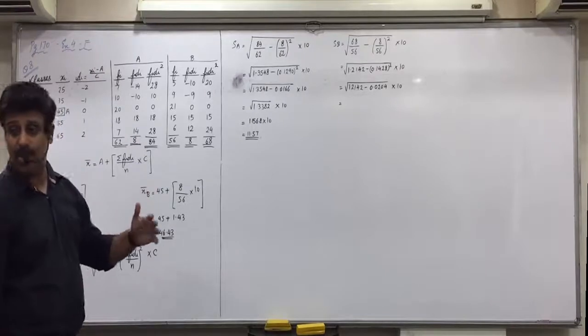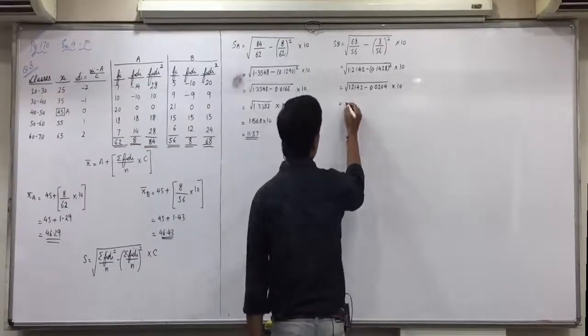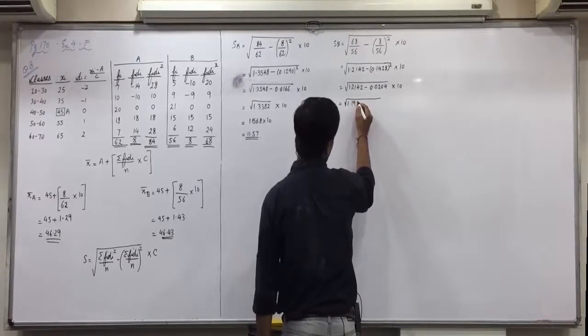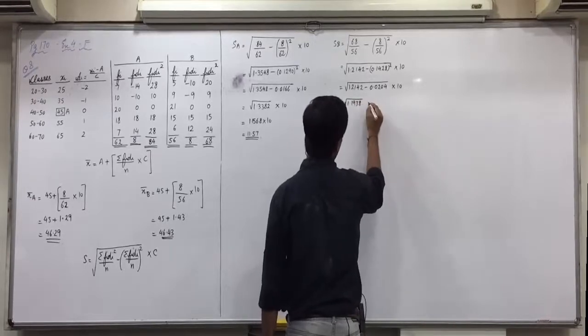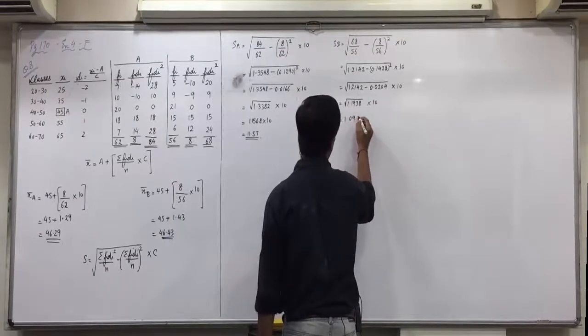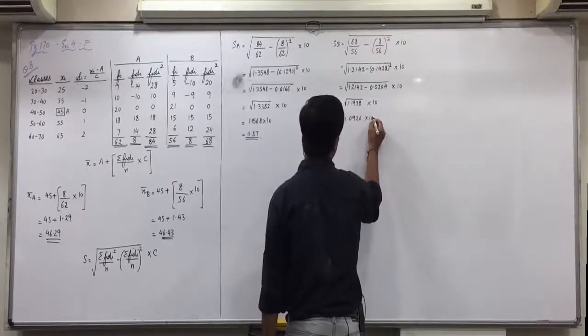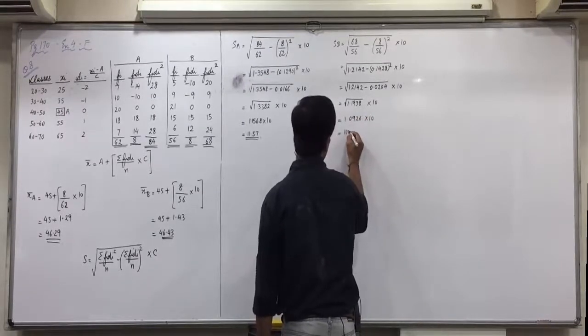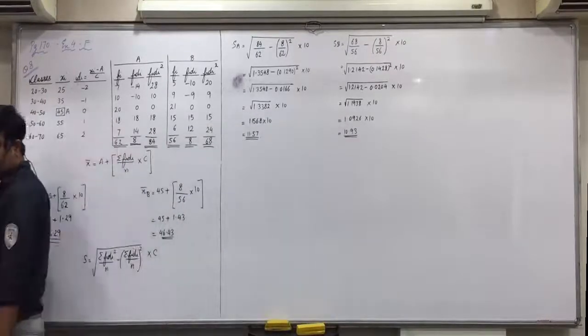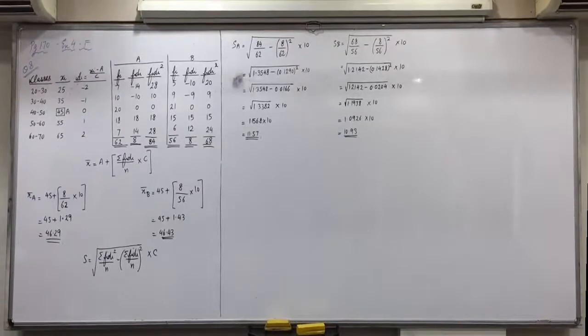0.1428 square is 0.0204. Now 1.2142 minus 0.0204 is 1.1938, into 10. Square root of 1.1938 is 1.0926, into 10, 10.926, so 10.93. Did you understand this, everyone? So until the final answer, everything in 4 decimals and the final answer in 2 decimals.